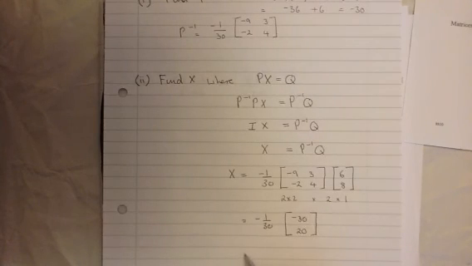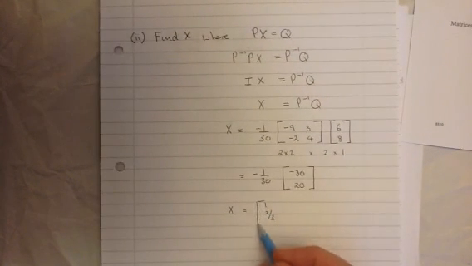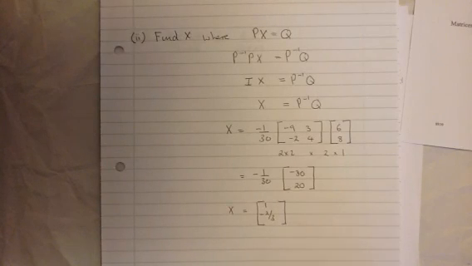So we get the answer, multiplying by the minus 1 over 30, we get 1, and then we get 20 over minus 30, which is minus 2/3. So x is 1, minus 2/3, a simple column vector.